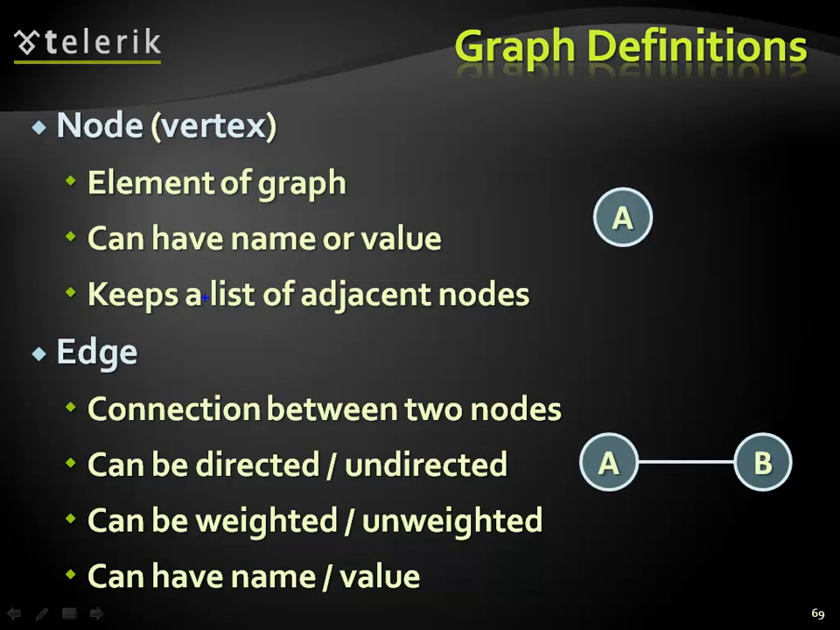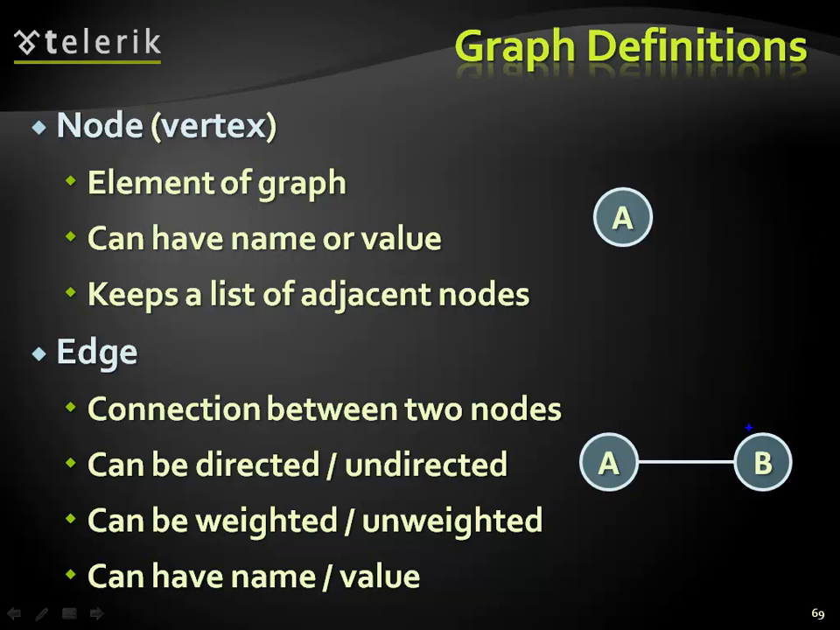So, a node, one element of the graph, or a vertex, can have a name, a value, and whatever you like it to have, same way as the tree can have, and probably can keep a list of adjacent nodes. That's not obligatory. There are different representations of graphs. Some use lists of adjacent nodes for each node, some don't.